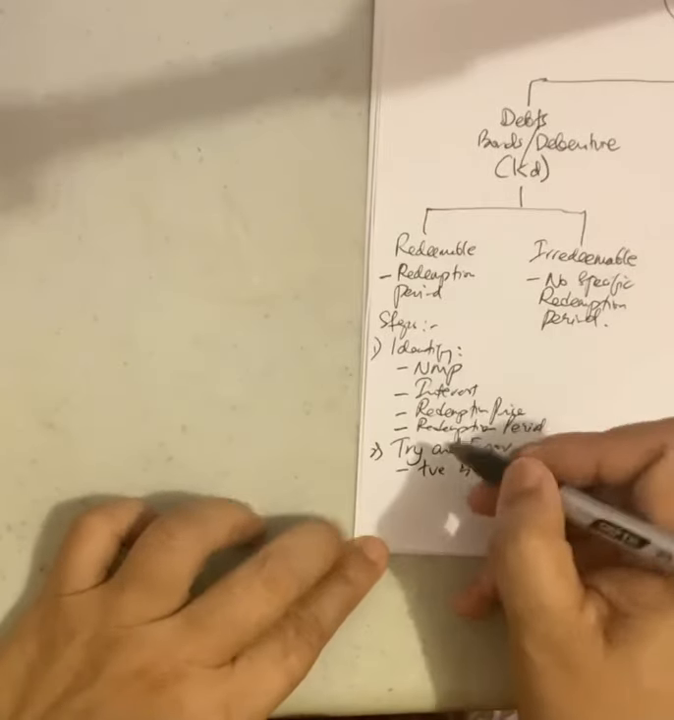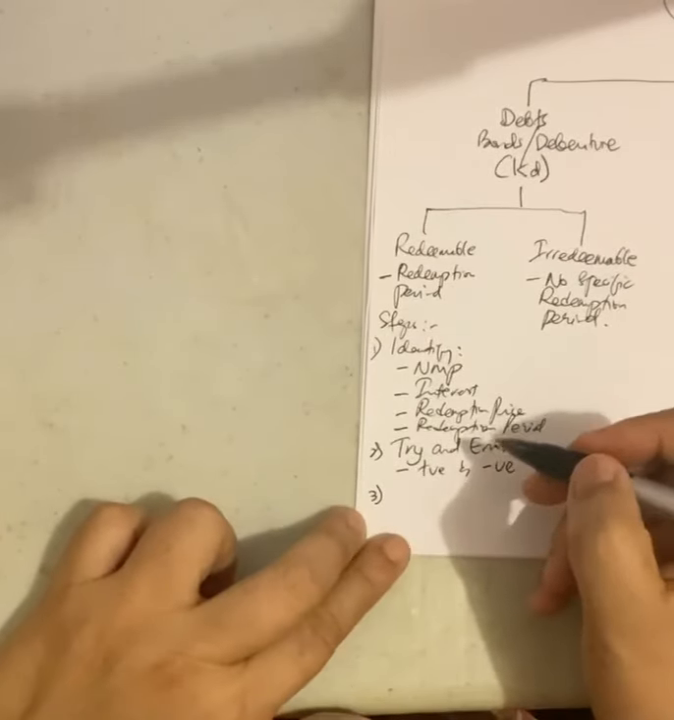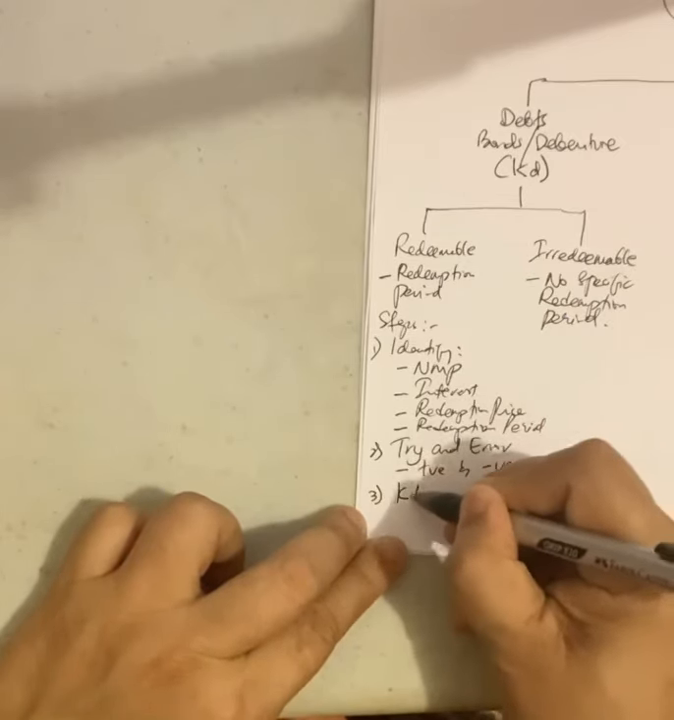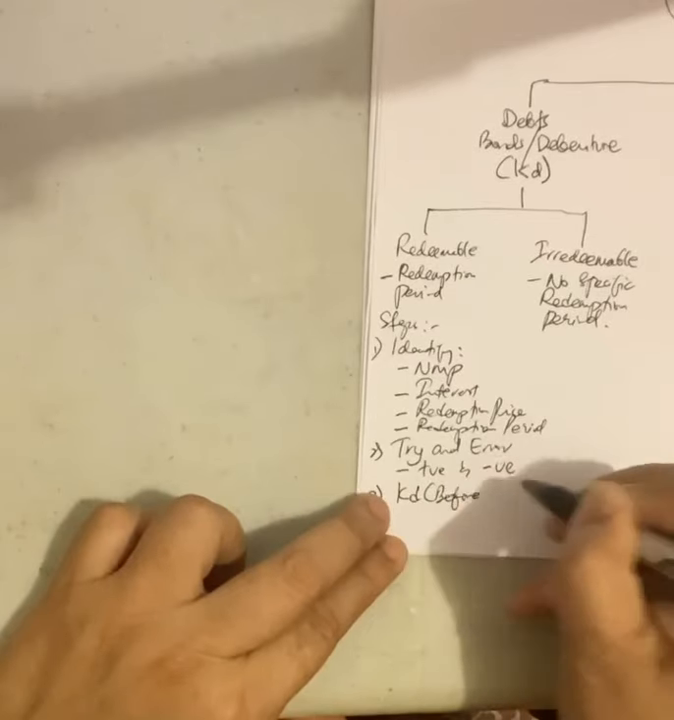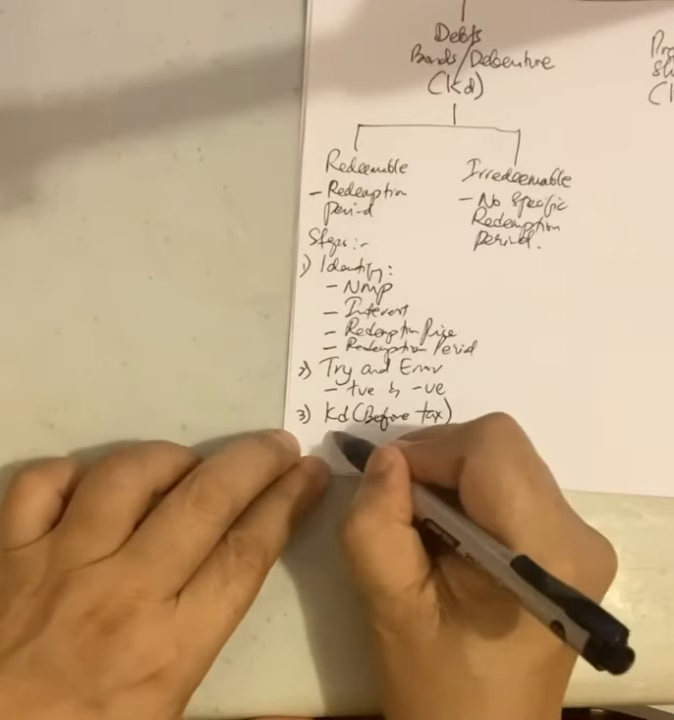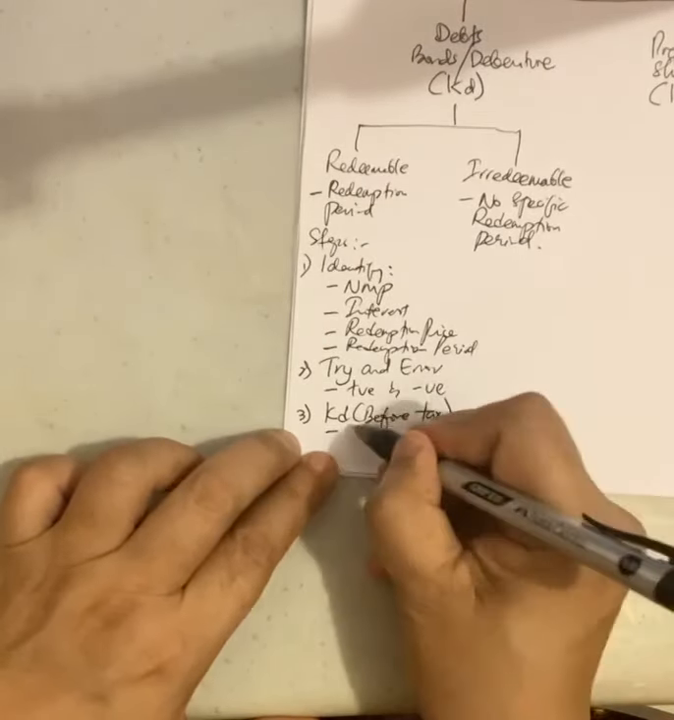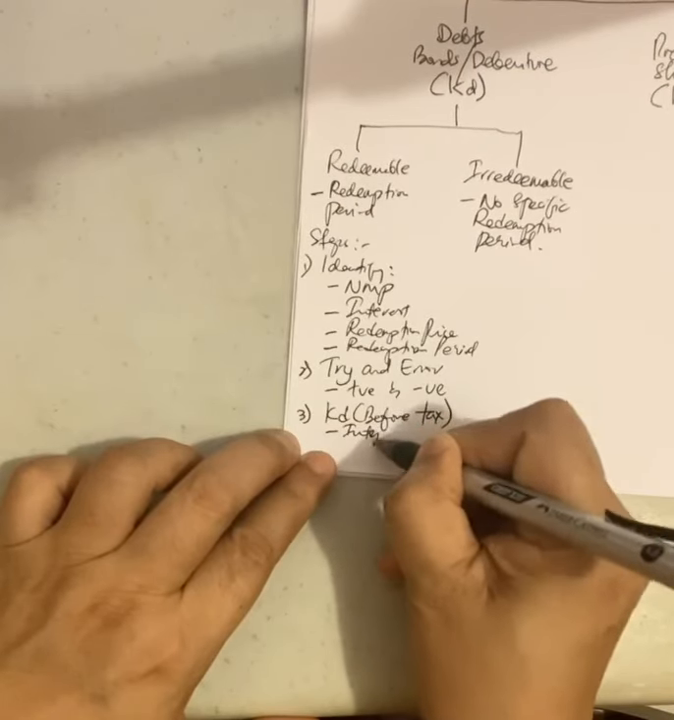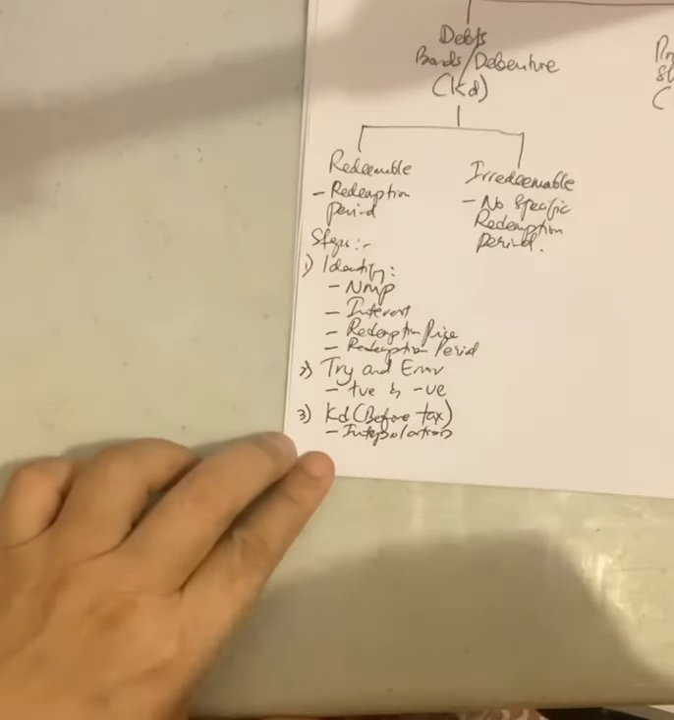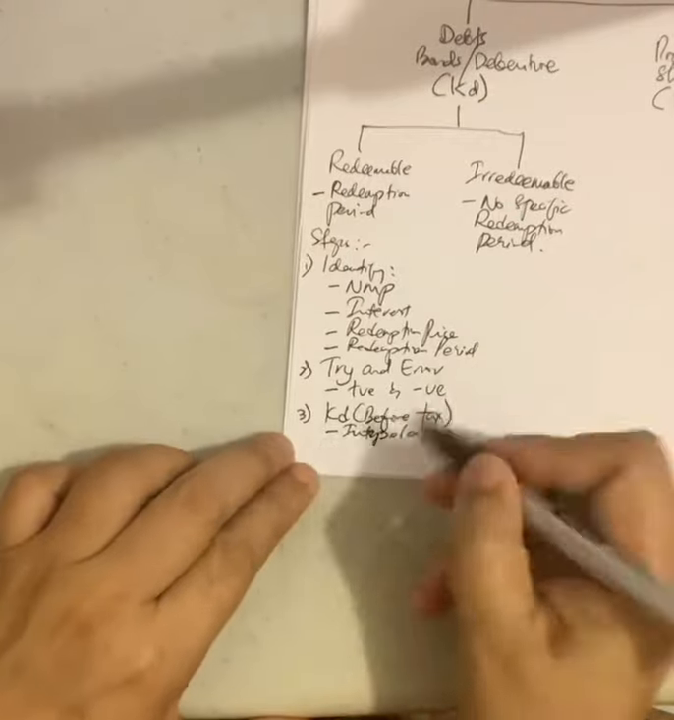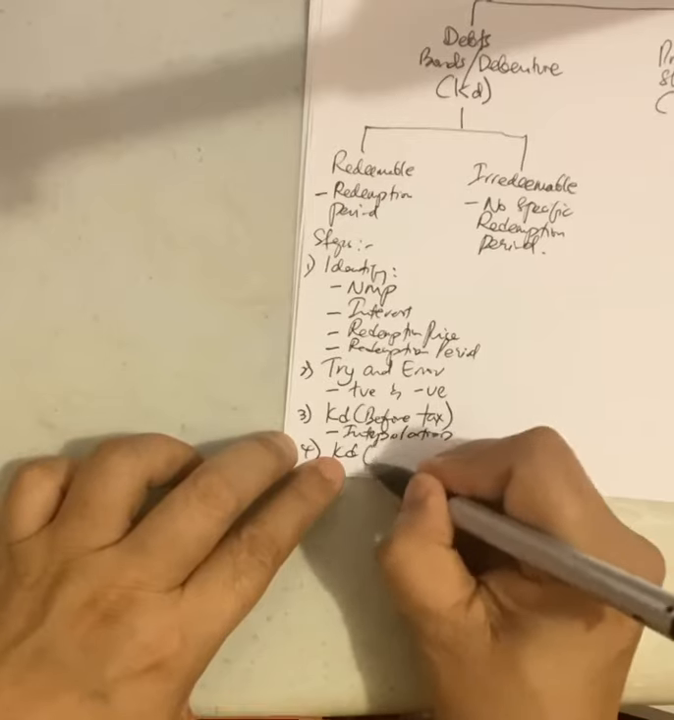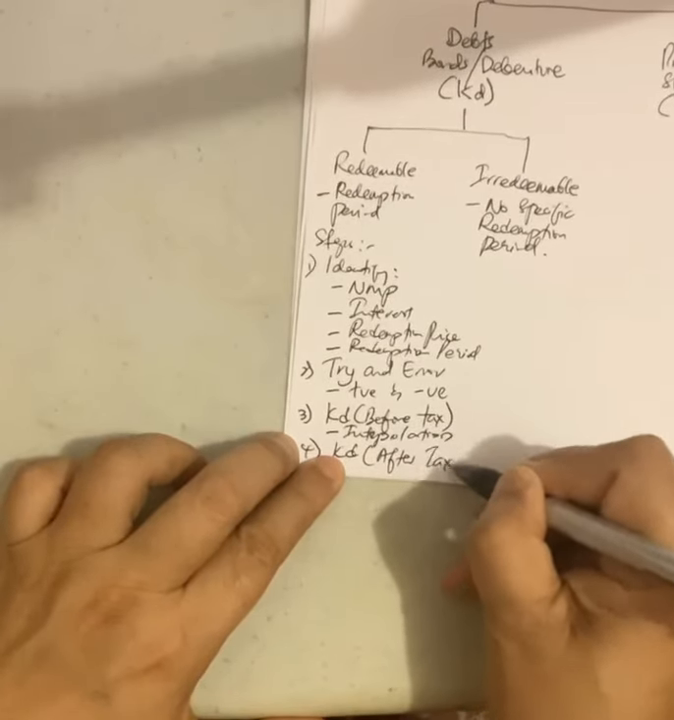And then the third step is to calculate the cost of debt before tax. We can calculate it by using the interpolation method. And then finally you calculate the cost of debts after tax. So this is a bit longer.